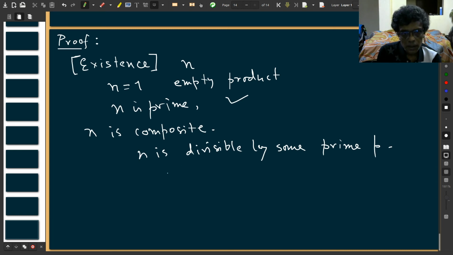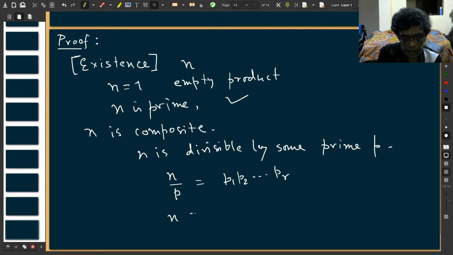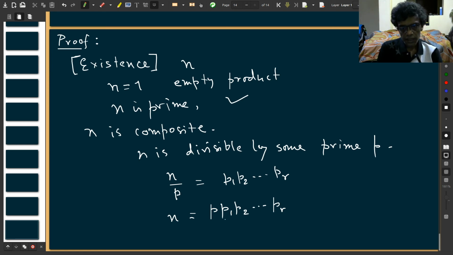Okay. But then, let us look at this n by p. This is smaller than n, and therefore, by induction, I can write it as a product of primes p1, p2, ..., pr. Then n is nothing but a product of primes p1, p2, ..., pr. Here I never made an assumption that these primes are distinct from one another.